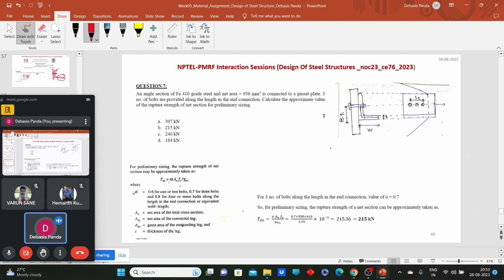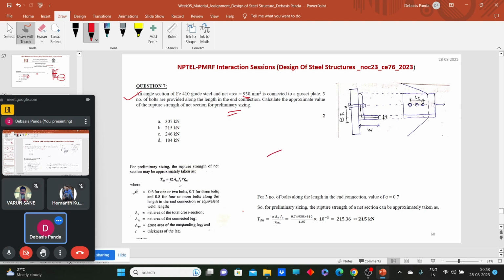Now for the same example, or this is another example. An angle section of Fe410 grade steel, the net area is given as 938, is connected to a gusset by 3 bolts provided along the length in the end connection. Calculate the approximate value of the rupture strength. Okay, so we need to calculate the rupture strength due to primary sizing. Here the primary sizing is mentioned.